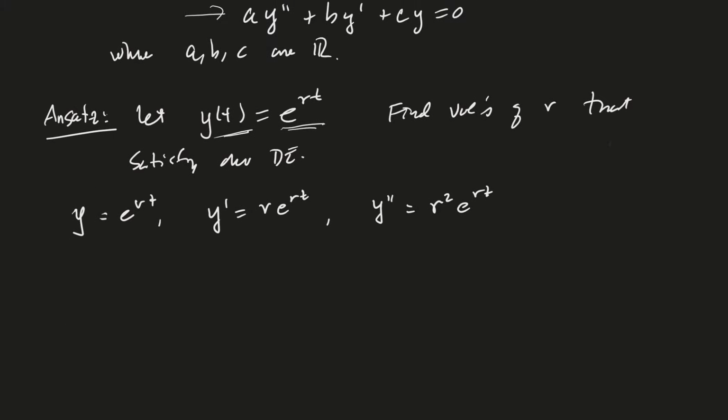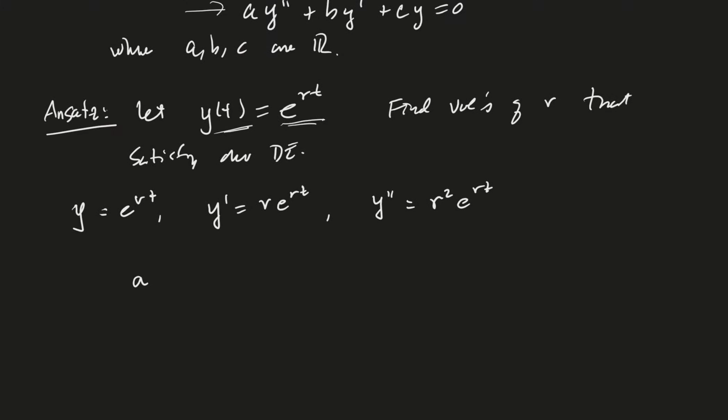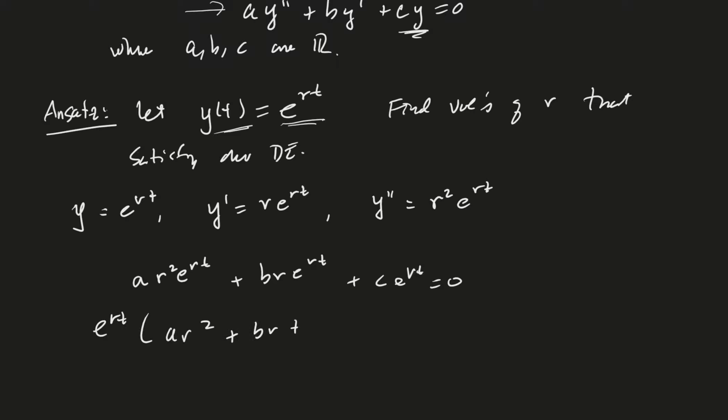So plugging those into the differential equation, we have a times r squared e to the rt plus b times r e to the rt plus c, I'm up here, e to the rt equals 0. And so you'll notice that e to the rt factors out of the expression. Good. And now, by the way, we did this in section 1.3, I think, our first day of class.